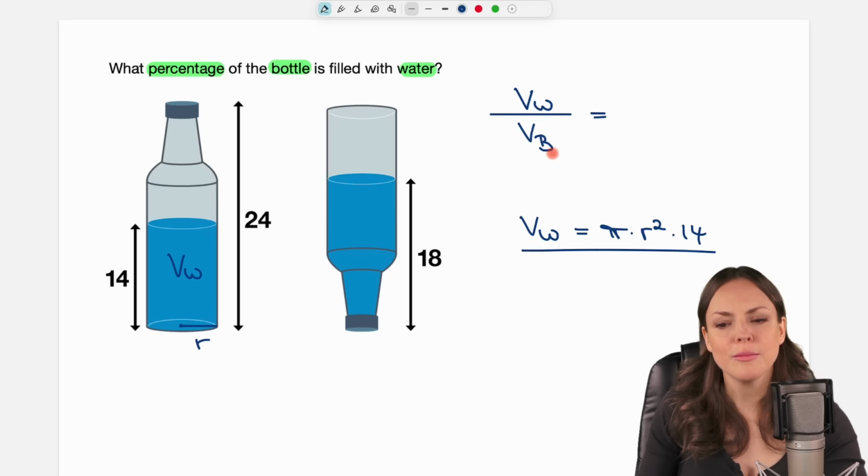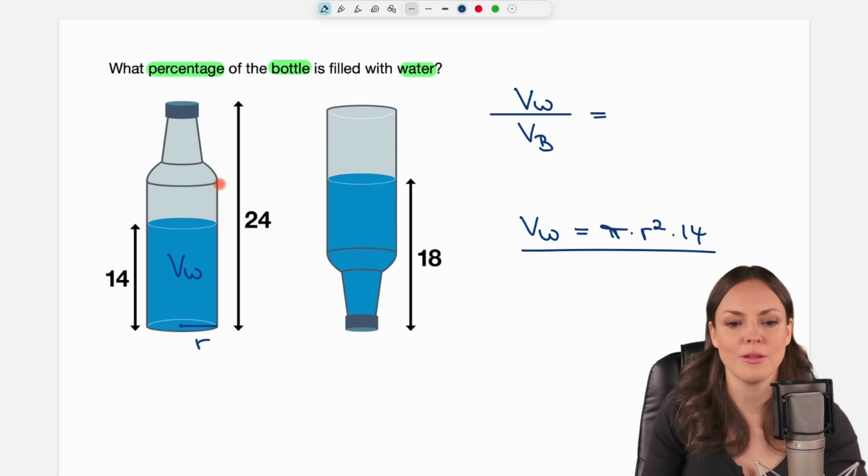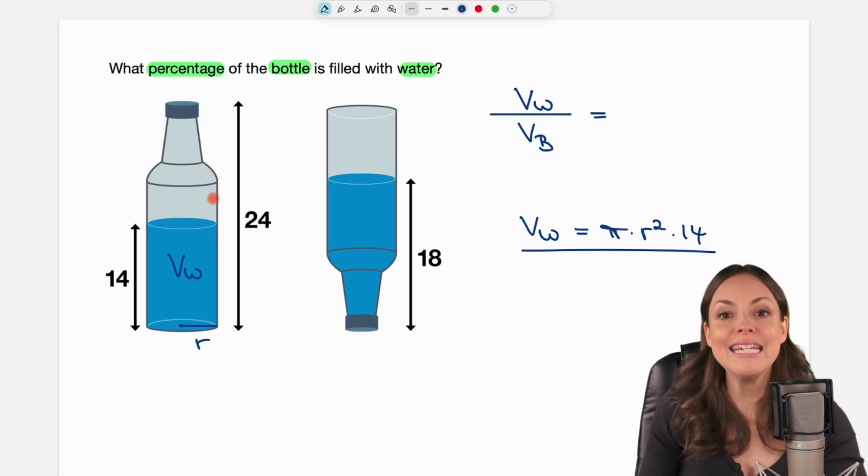What about the volume of the bottle? There is no way that we can find the volume of the entire bottle by just using this shape here. We have no information about how this shape really looks, what the measurements are, or whatever. So there needs to be another way to find the volume of the entire bottle. I mean, up here in this gray area, we don't have water, we only have air, right? So up here, this would be the volume of the air.